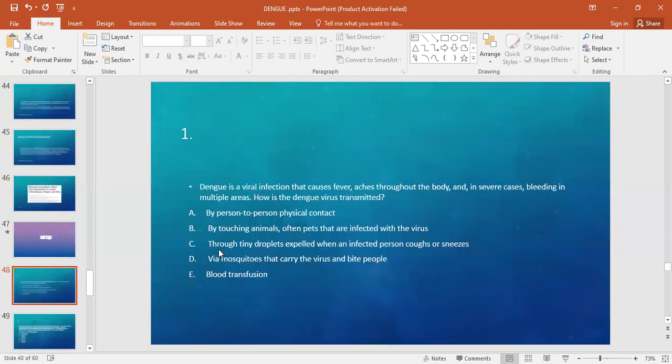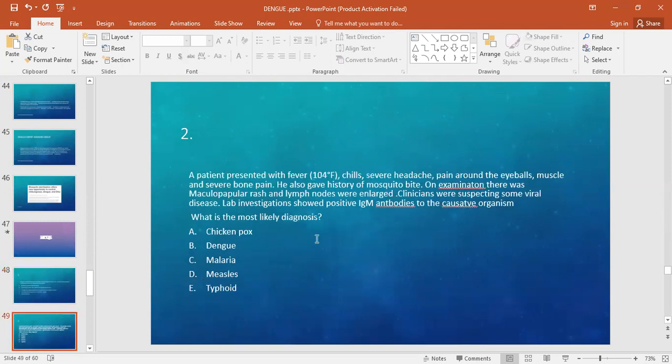Dengue is a viral infection that causes fever, itching throughout the body, and in severe cases, bleeding in multiple areas. How is the dengue virus transmitted? By person to person physical contact, by touching animals, often pets that are infected with the virus, through tiny droplets expelled when an infected person coughs or sneezes, via mosquitoes that carry the virus and bite people, or a blood transfusion. D is the correct answer, right?